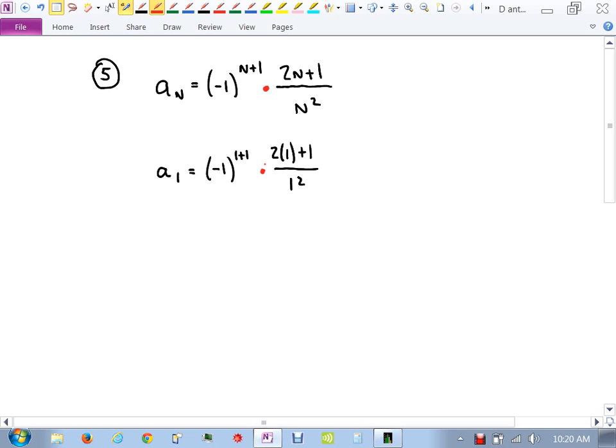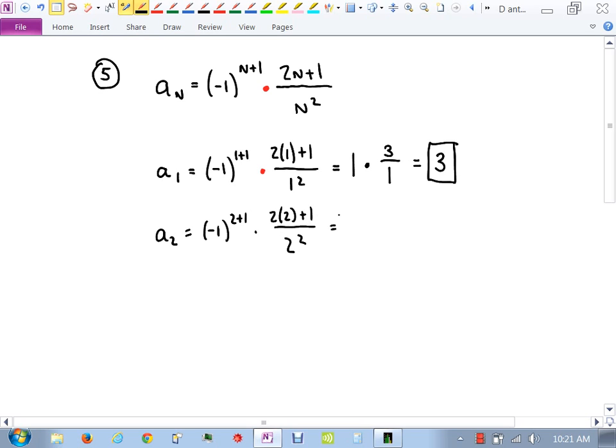So what's -1 to the 2? Or what's -1 squared? That'd be 1. Times 2 plus 1 is 3 over 1, which is just 3, right? So we have 3. All you did was plug 1 in there, right? Now find the second term of the sequence, plug in 2. -1 to the 2 plus 1 times 2 times 2 plus 1 over 2 squared.